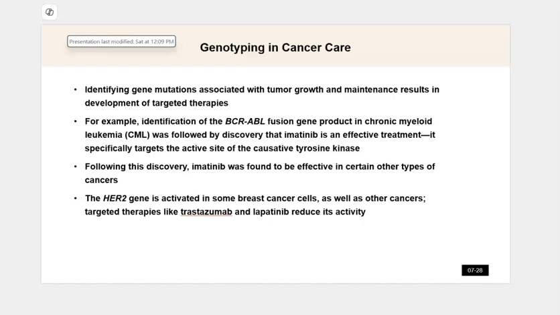The other one we think about is the HER2 gene in breast cancer. It's in some other cancers as well, but we know that oftentimes we describe breast cancer as HER2 positive or HER2 negative because it is such a big deal. If they're HER2 positive, the treatment becomes very different, and we use these drugs that are listed here. Very cool.